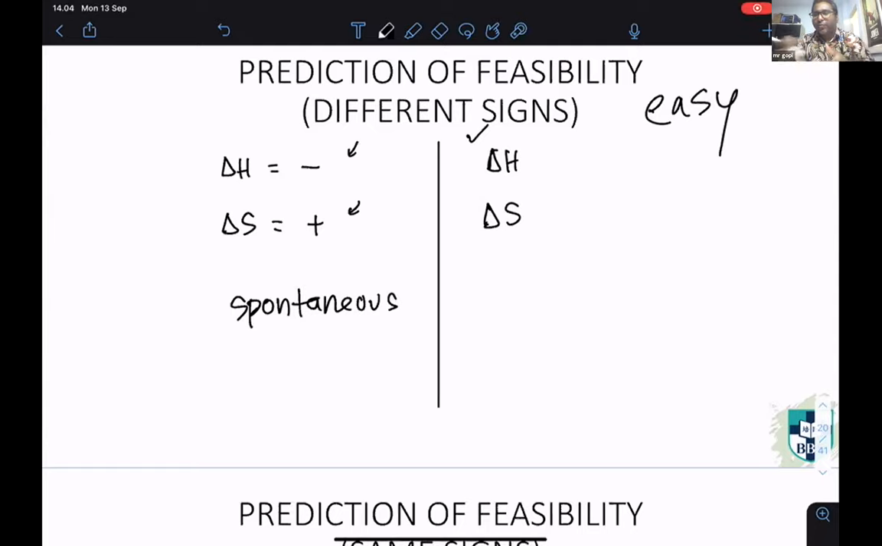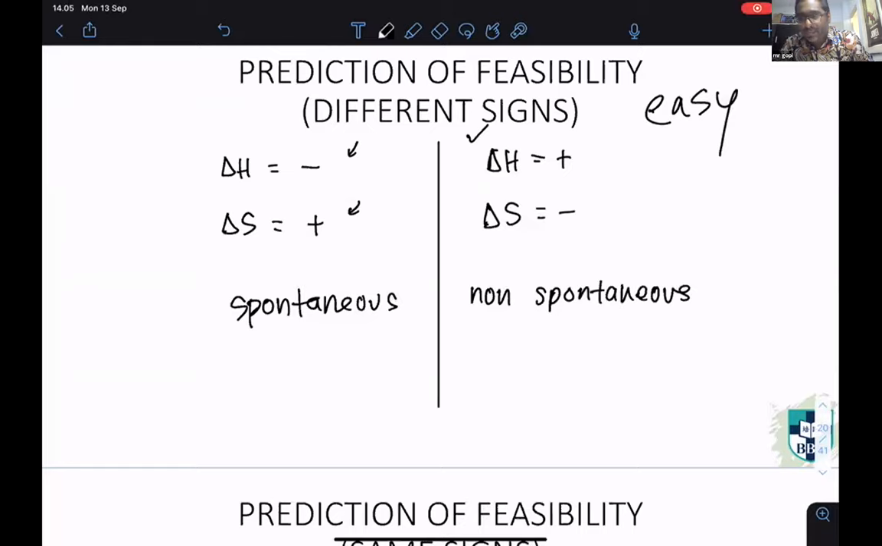So it means they like to move around. Okay, hot, and then they like to move around. Of course, they are going to be spontaneous. If you have different signs, for example, positive is an endothermic, and then your entropy is negative, it means it's becoming more ordered. Okay, the most likelihood, this one is going to be at any temperature, non-spontaneous. This is how you can memorize.